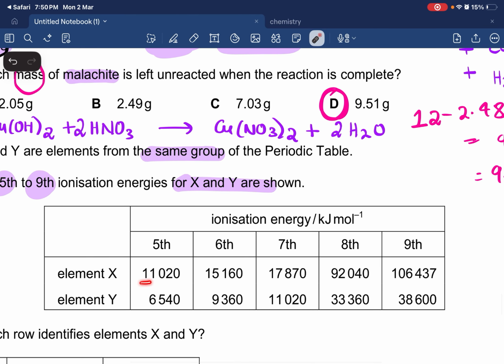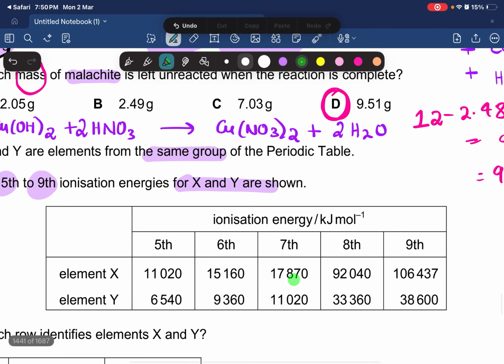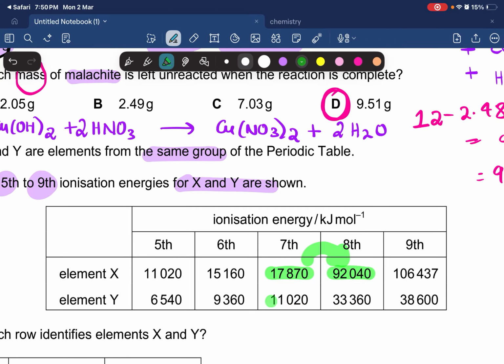So from 11,000 to 15,000, not very impressive. From 15 to 17, not very impressive. From 17 to 92, look, there's a very big jump from your 7th to 8th ionization energy. Can you see the big jump? Yeah, I can see it. Then I'm expecting that in my element Y as well, the big jump is going to be from 7 to 8 because they belong to the same group, right? So 11,000 to 33,000. That's impressive. That's a big jump, I guess.